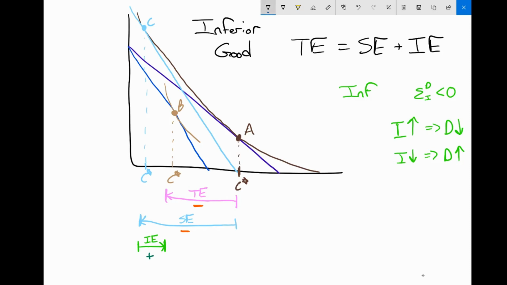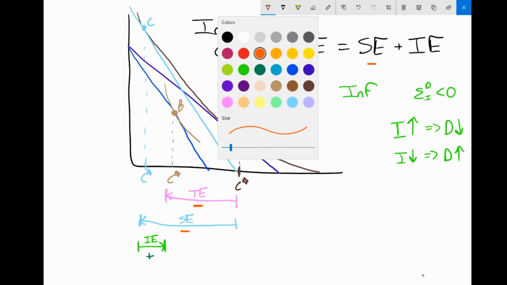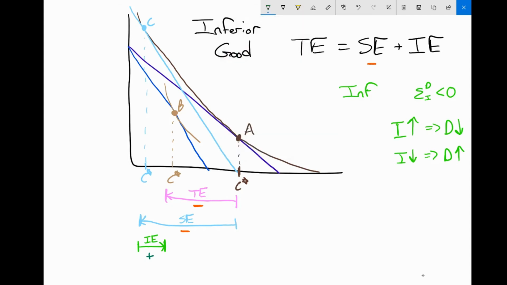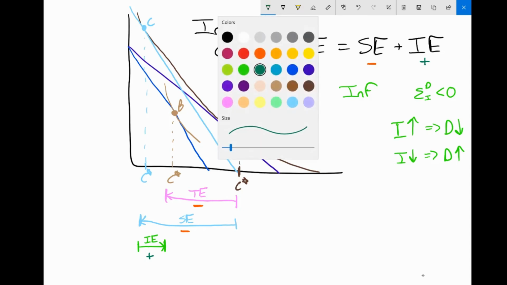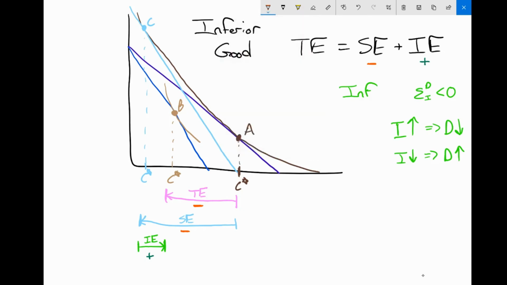Substitution effect is negative. Substitution effect is always negative. For an inferior good, the income effect is positive. The total effect is negative. That is the law of demand. That means that when the price goes up, demand for the good will go down. Even if it's an inferior good, when the price goes up, the net effect on demand is negative.